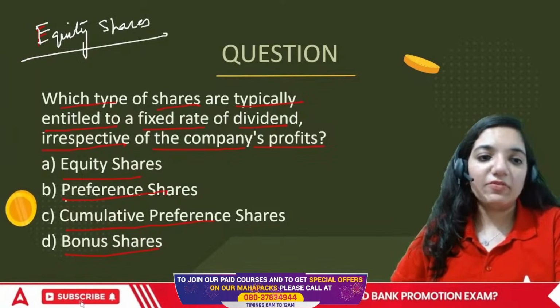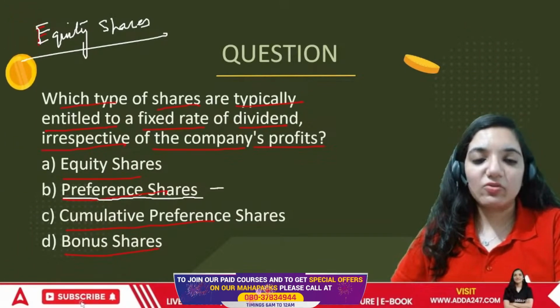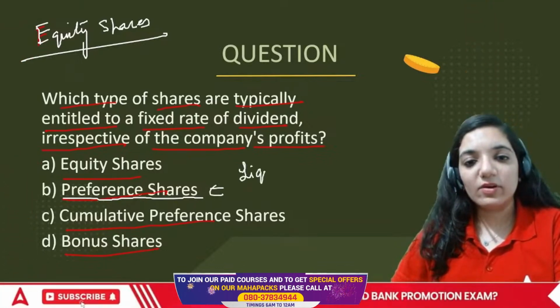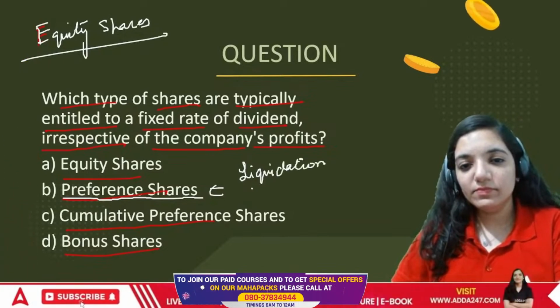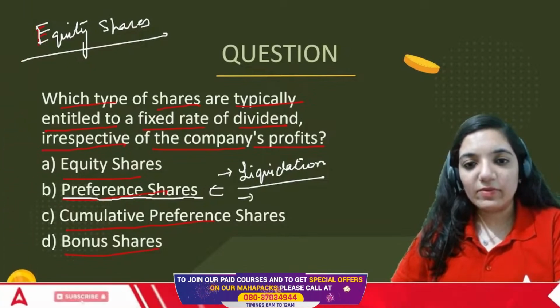Then we have preference shares. When we talk about preference shareholders, they are those people who get a preference at the time of liquidation, and at the time of liquidation number 1.